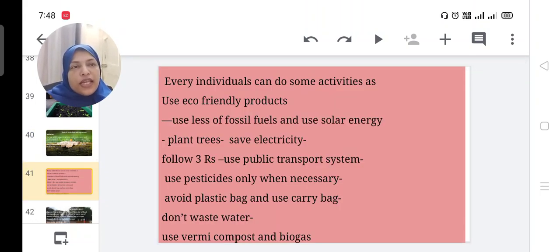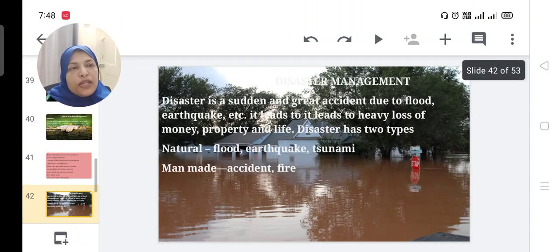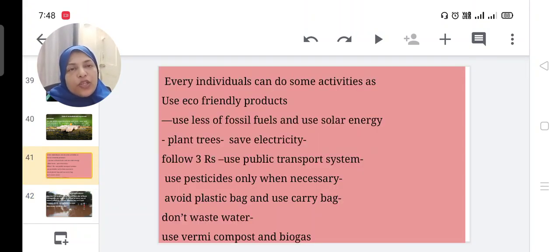Every individual can do some activities: use eco-friendly products, use less fossil fuel, use solar energy items, plant trees, save electricity, follow the 3 Rs: reduce, reuse and recycle. Use public transport, use pesticides only when necessary, avoid plastic bags and use carry bags, don't waste water, use vermicompost and biogas.